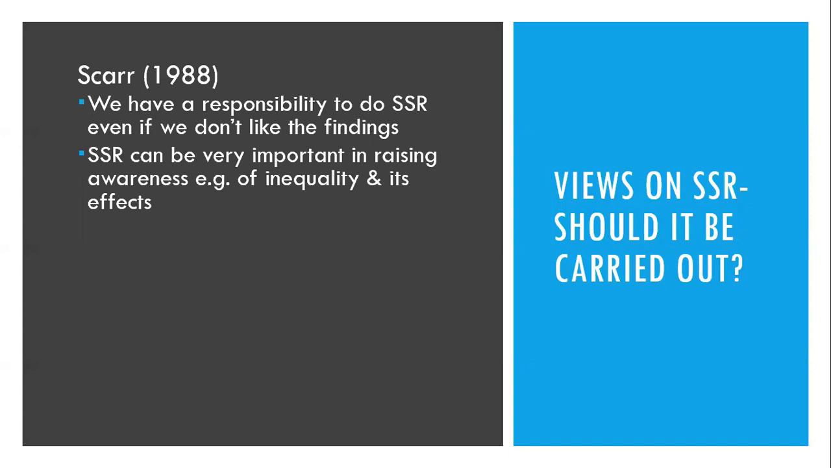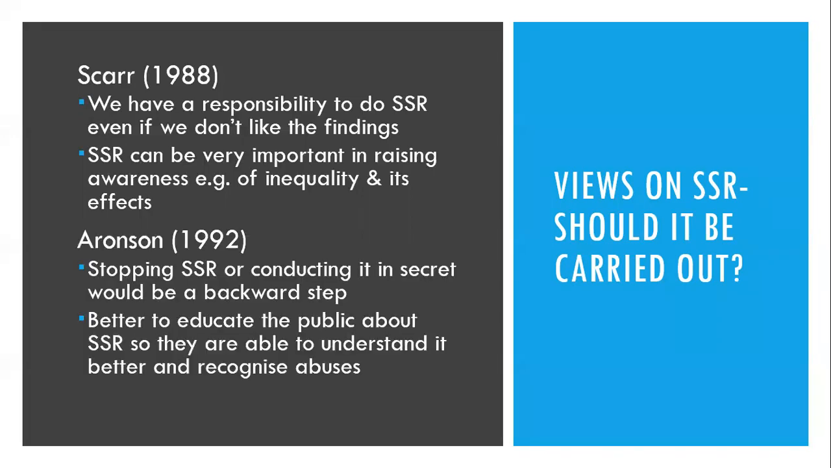Socially sensitive research can be very important in raising awareness, for example, of inequalities and their effects, and discrimination. It is really important. Just because it can have a lot of negative consequences or we don't like what we find, we still have a responsibility to find it. Because the more we find out about it, the more we're able to deal with it, the more we're able to cope with it, the more we're able to perhaps put things in place that prevent inequalities and discrimination. This is supported by Aronson in '92: stopping socially sensitive research, or conducting it in secret, would be a backward step.